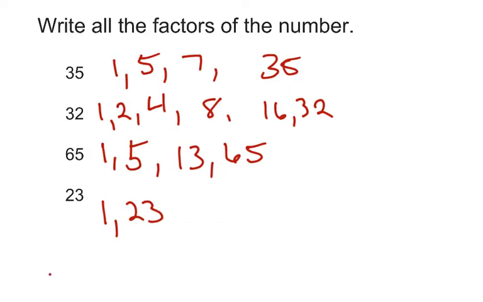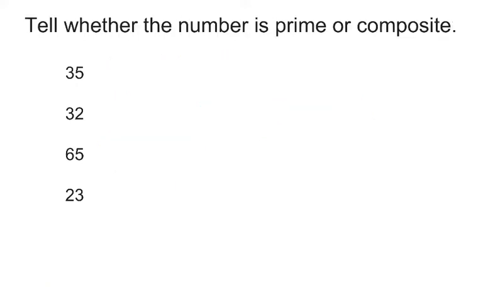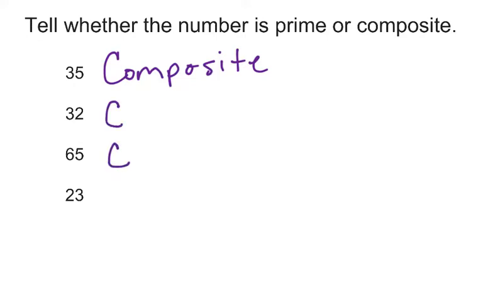Now I want you to look at these numbers and tell whether they're prime or composite. Well, using the information we have from the previous page, we know that 35 is composite. 32 is also composite. 65 is composite, and 23, because it only has a factor of 1 and 23, is a prime number. So make sure next to each number you also write in your notes whether it's prime or composite.